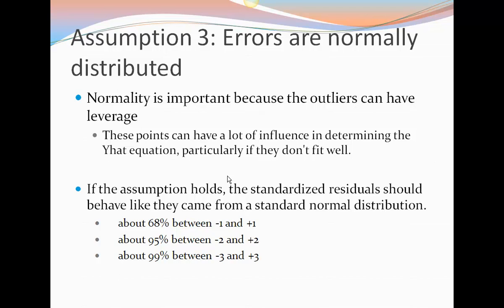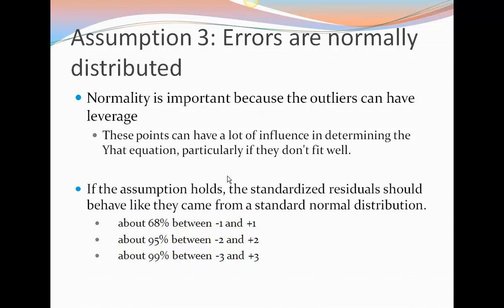If we have too many outliers or outliers that are too influential, then our errors aren't really normal and our results can be skewed in one direction or another. So if a point has too much influence in determining the y-hat equation, then its prediction doesn't fit particularly well. So how would I do this?